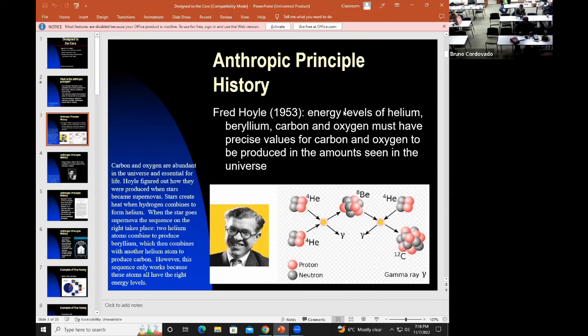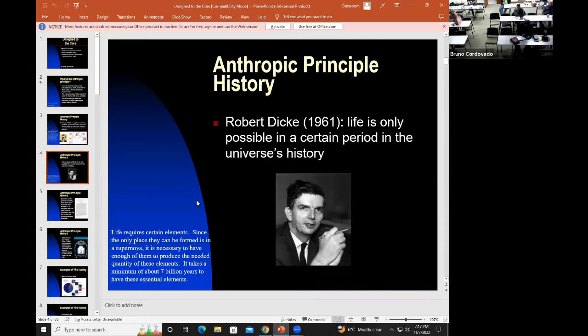He realized that in order to have life, you need carbon and oxygen and nitrogen. And in order to produce those in the right levels, you need to have a certain sequence of events going, where helium combined with beryllium and another helium and a carbon produce oxygen. Produce carbon. And there's a similar process for oxygen. And he discovered that this only happens because there's certain energy levels within the atoms. If those energy levels were changed slightly, this process wouldn't work and you wouldn't be able to get carbon. So then you wouldn't have life.